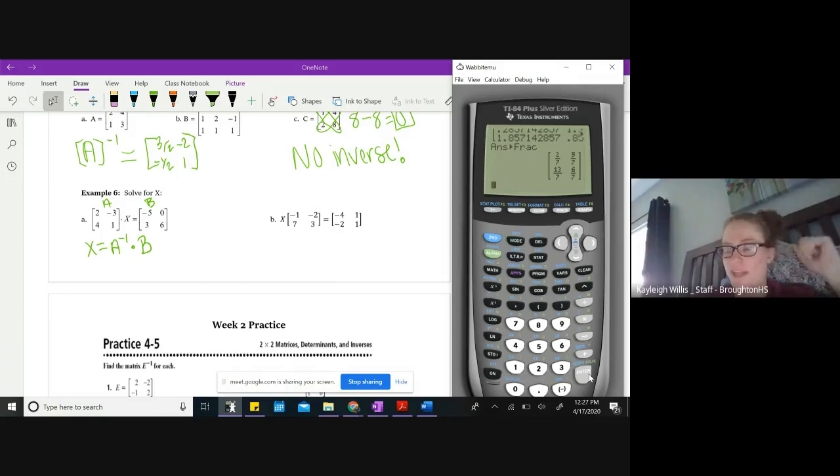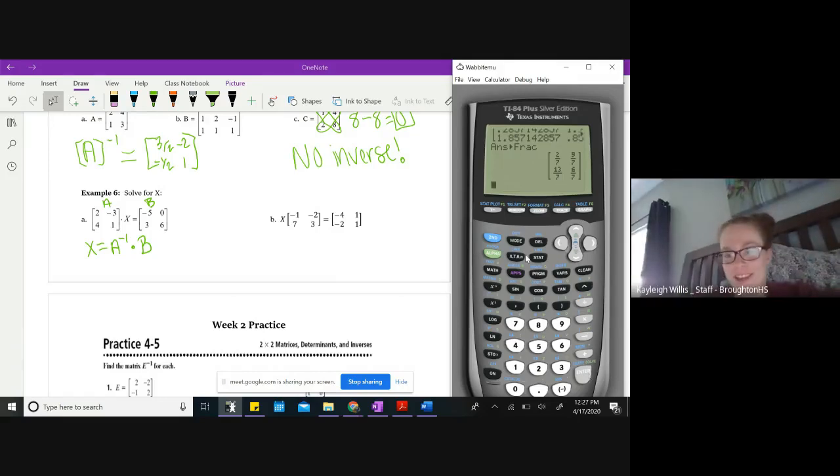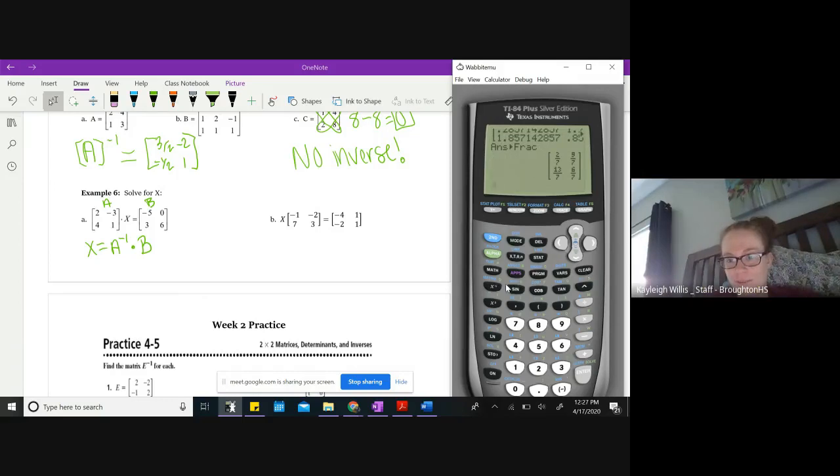Do you think that there's a way that I could check to see if this is the right answer? Does anybody have any ideas? If that's X, you could do A times X. Yes. So can we store that as the X? Oh, even better. Okay, so I'm going to hit store. So if I hit store, I can store this as X and hit enter.